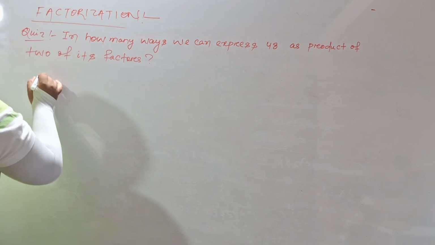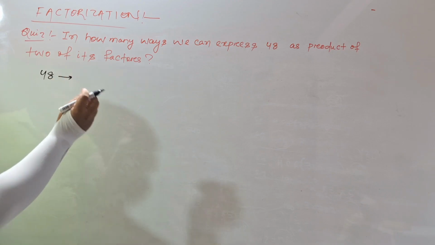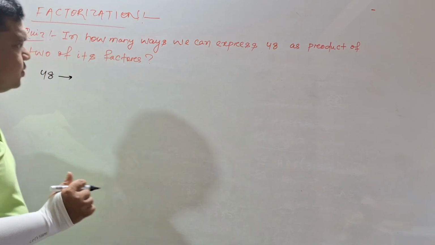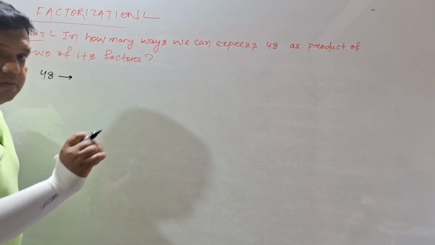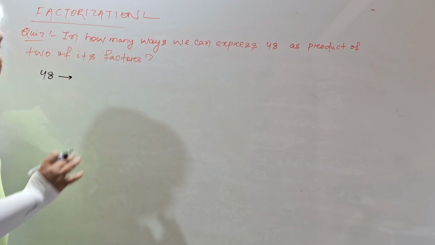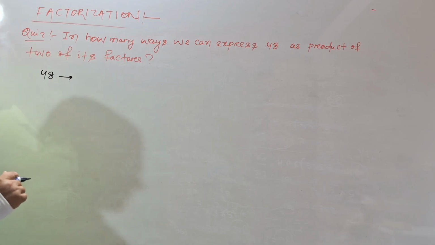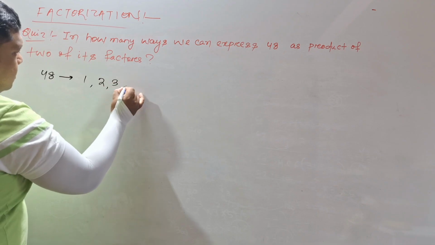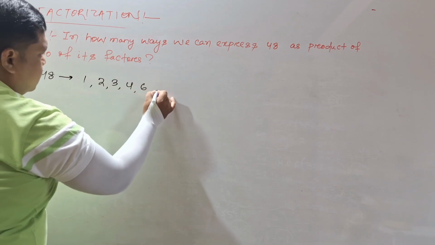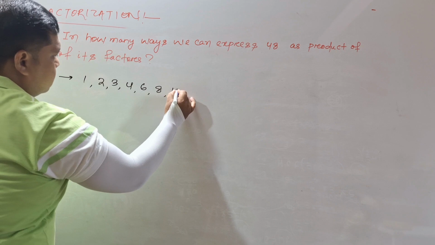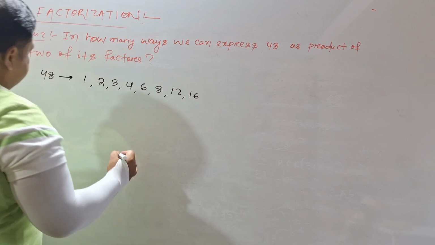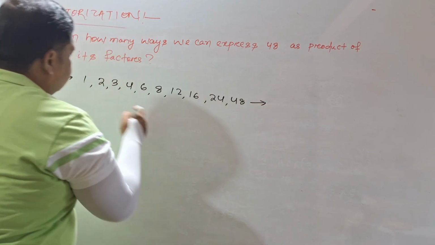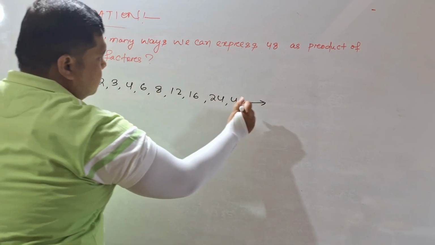First of all, how many factors does 48 have? It is a small number, but they can ask you 900, any value, 360, 450. I will give you the formula to handle that, but first solve this example so that you can understand the concept. 48 has how many factors? 1, 2, 3, 4, 6, 8, 12, 16, 24 and 48. So in total, how many factors are there? 10.